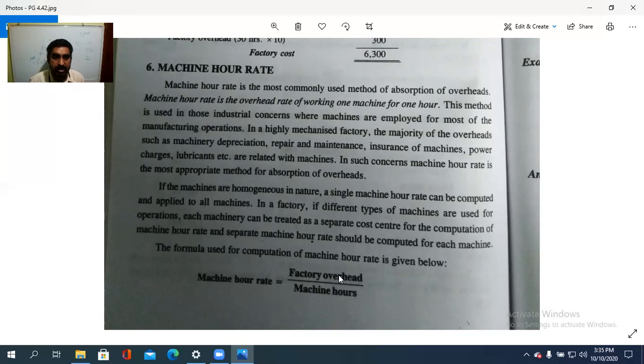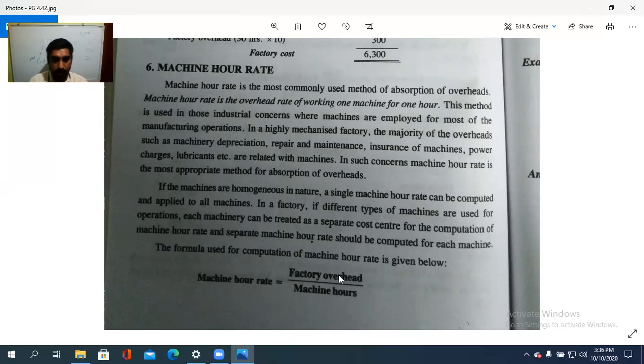This method is used in those industrial concerns where machines are employed for most of the manufacturing operation. In a highly mechanized factory, the majority of the overheads such as machinery depreciation, repair and maintenance, insurance of machines, power charges, lubricants, etc. are related with the machines. In such concerns, machine hour rate is the most appropriate method for absorption.